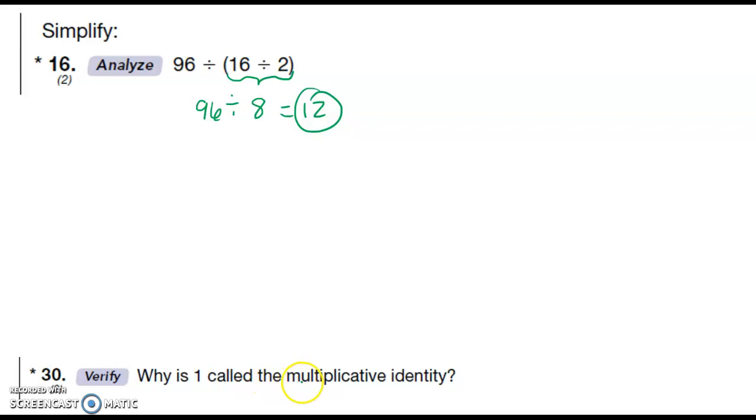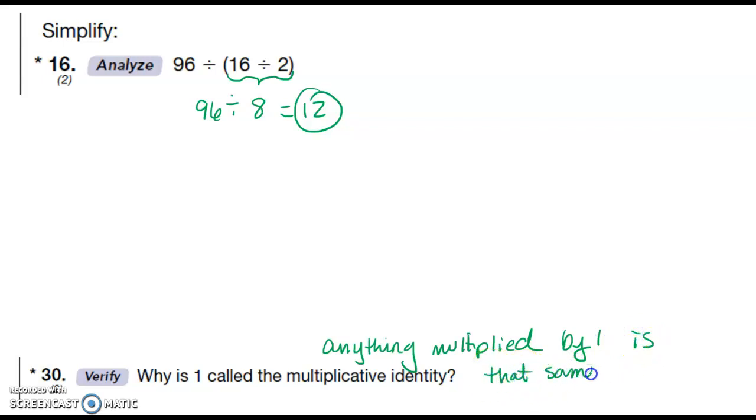Why is 1 called the multiplicative identity? Because anything multiplied by 1 is that same thing. I hope that makes sense. All right, so that's our last starred problem.